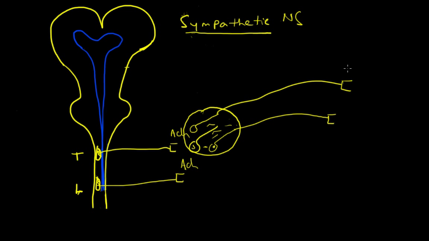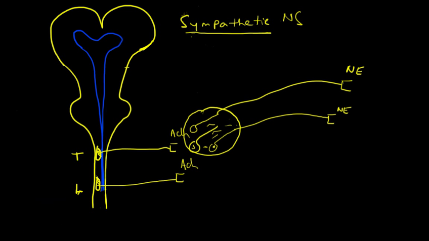And the neurotransmitter used here is norepinephrine or noradrenaline. And that's what's used in the target organ. So these neurons themselves within the ganglia are norepinephrine producing neurons, or norepinephrine producing ganglion cells.